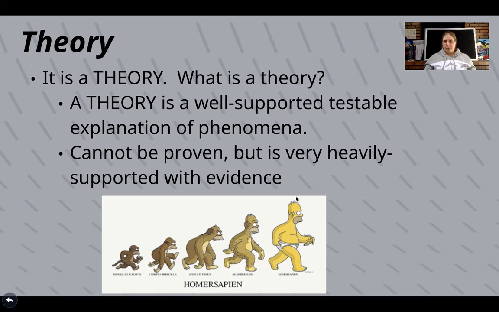Now notice some of the terms in there. Well-supported, testable. When scientists agree to classify something as a theory, what they mean is they've done extensive research, tests, run simulations, done experiments. They've collected mountains and mountains of data that support this idea, this explanation. And because it's so heavily supported and there's data and evidence that backs it up, that's when they classify it as a theory.